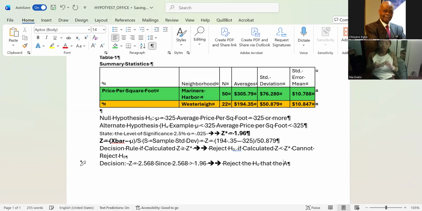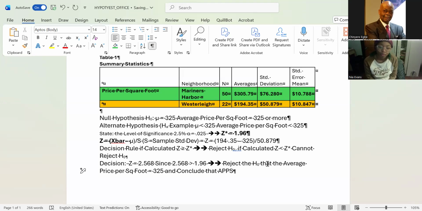We reject the hypothesis that the average price per square foot is equal to 325 and conclude that the average price per square foot is less than 325. So once we reject the null hypothesis, our conclusion is the other side.